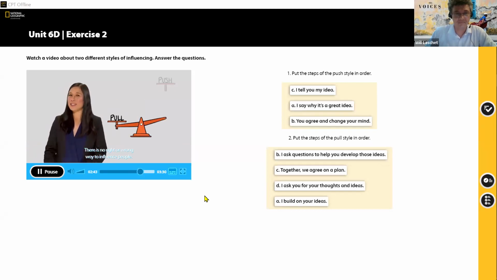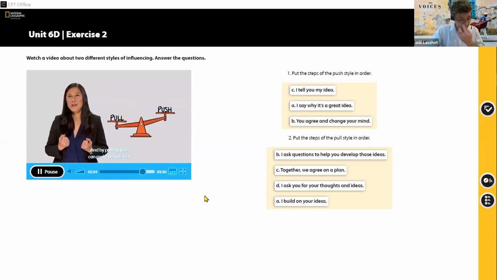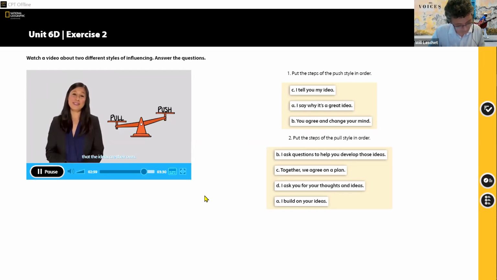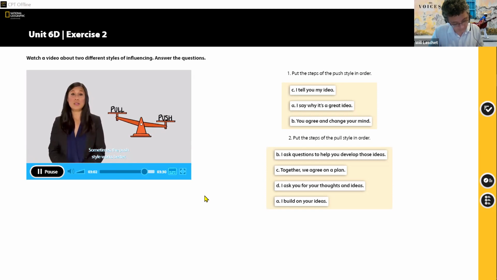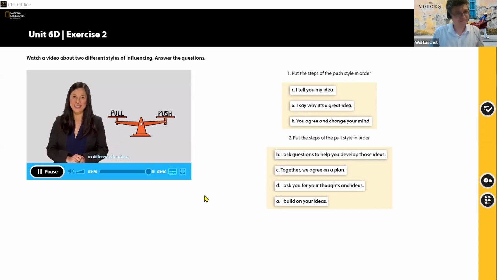There is no right or wrong way to influence people. By pushing, you can make people listen to you. And by pulling, you can make people feel that the ideas are their own. Sometimes the push style works better, and at other times the pull style is more effective. If you want to be successful at influencing, you need to be good at using both styles and choosing the right one in different situations.